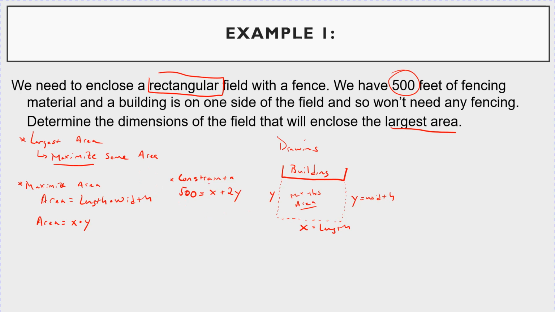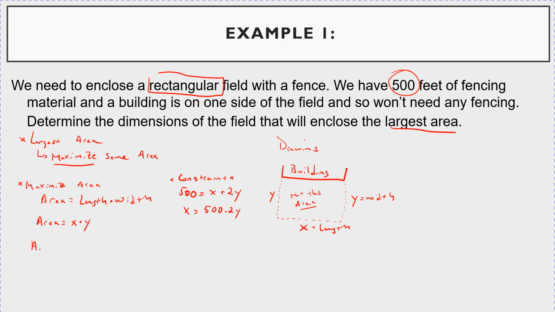Now I can solve this for a single variable. I'm going to solve it in terms of x. So x is equal to 500 minus 2y. And what you can already see here, which is really important, is that y can't be more than 250 feet. Because if you plug in something larger than that, you're going to get a negative number, and also you wouldn't have enough fence.